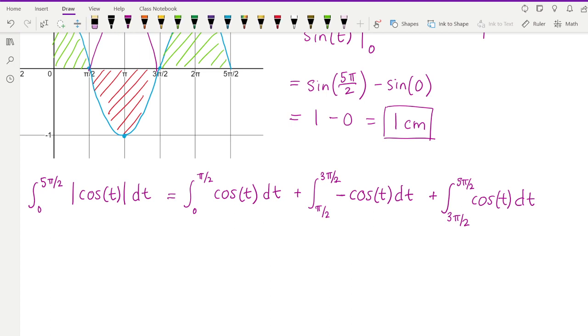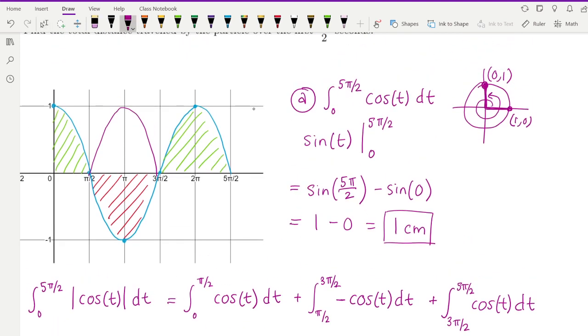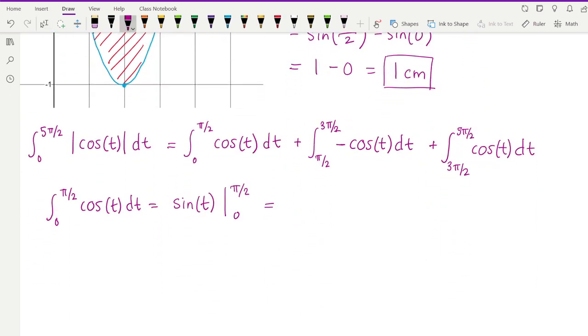Okay, so let's do the integral from 0 to pi over 2 of cosine of t dt, and that's kind of our building block. So the antiderivative we mentioned already is sine of t, and so we want to evaluate that at pi over 2 and at 0. And so sine of pi over 2, that's the same as sine of 5 pi over 2, right? It's this 90-degree angle, and so that's equal to 1. Whereas sine of 0, we already know is just 0. And so this is 1 minus 0, and so that's 1.